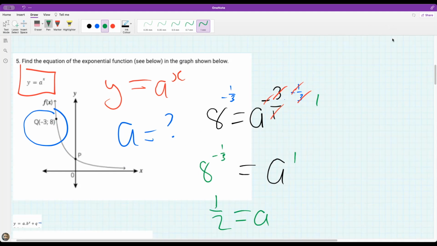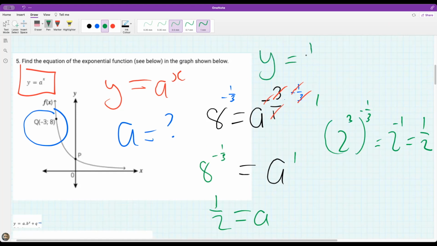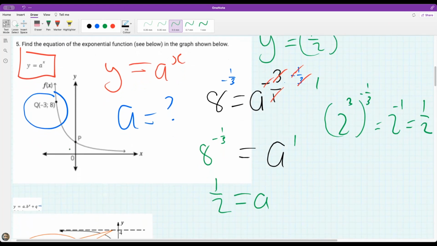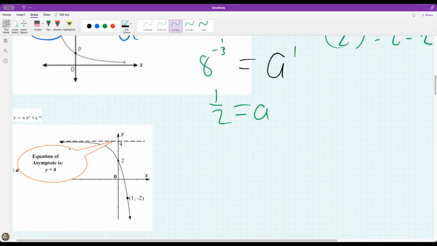So just to show you that this would have worked in this way as well, if you take 8, 8 is the same as 2 to the 3. And if you have a -1/3 outside the bracket, when you multiply those two together, the 3's cancel and you get 2 to the -1, which is the same as 1/2, which is what your calculator said. So what is the equation of this function? It's just y equals a half to the power of x. Okay, so clearly subbing in points and finding values is a sneaky part of this exponential function idea.